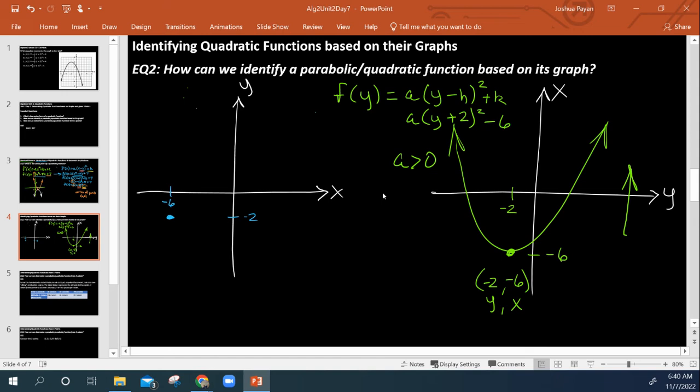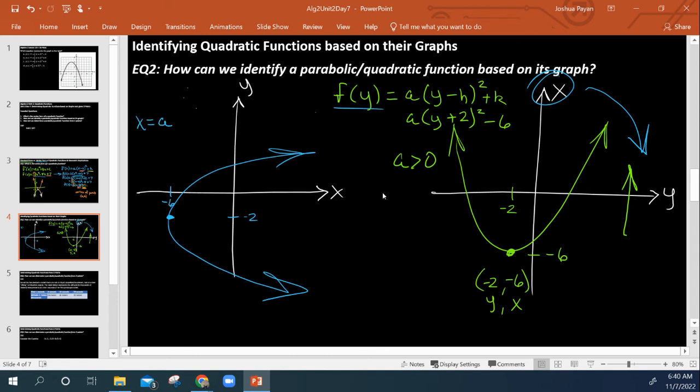Okay, and we're opening to the right, right? Because if we rotate this 90 degrees, we see that we would be opening to the right, where x gets positive. Now here's the goofy part. Instead of saying f of y, we could say x equals some a that we still don't know, right? All we know is that a is greater than 0 because we're opening to the right. So x = a(y + 2)^2 - 6, because we have our vertex.